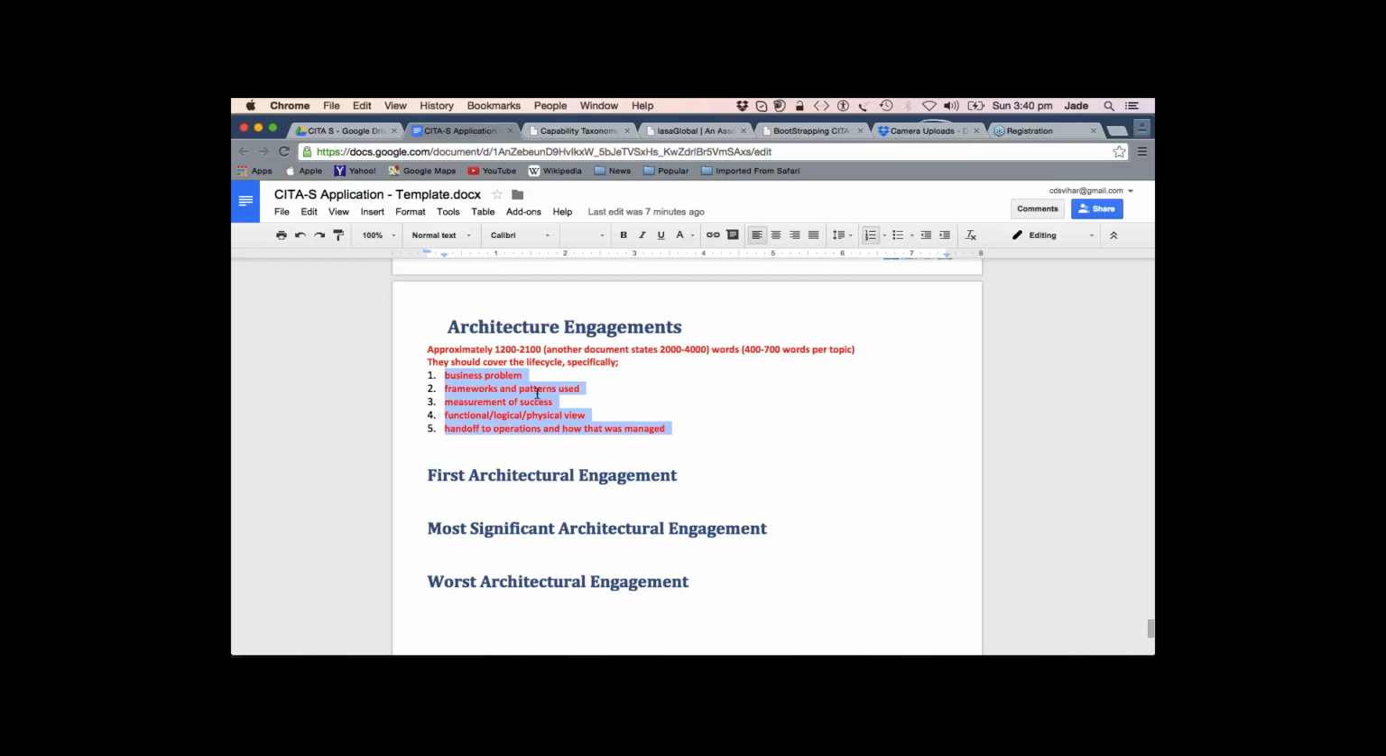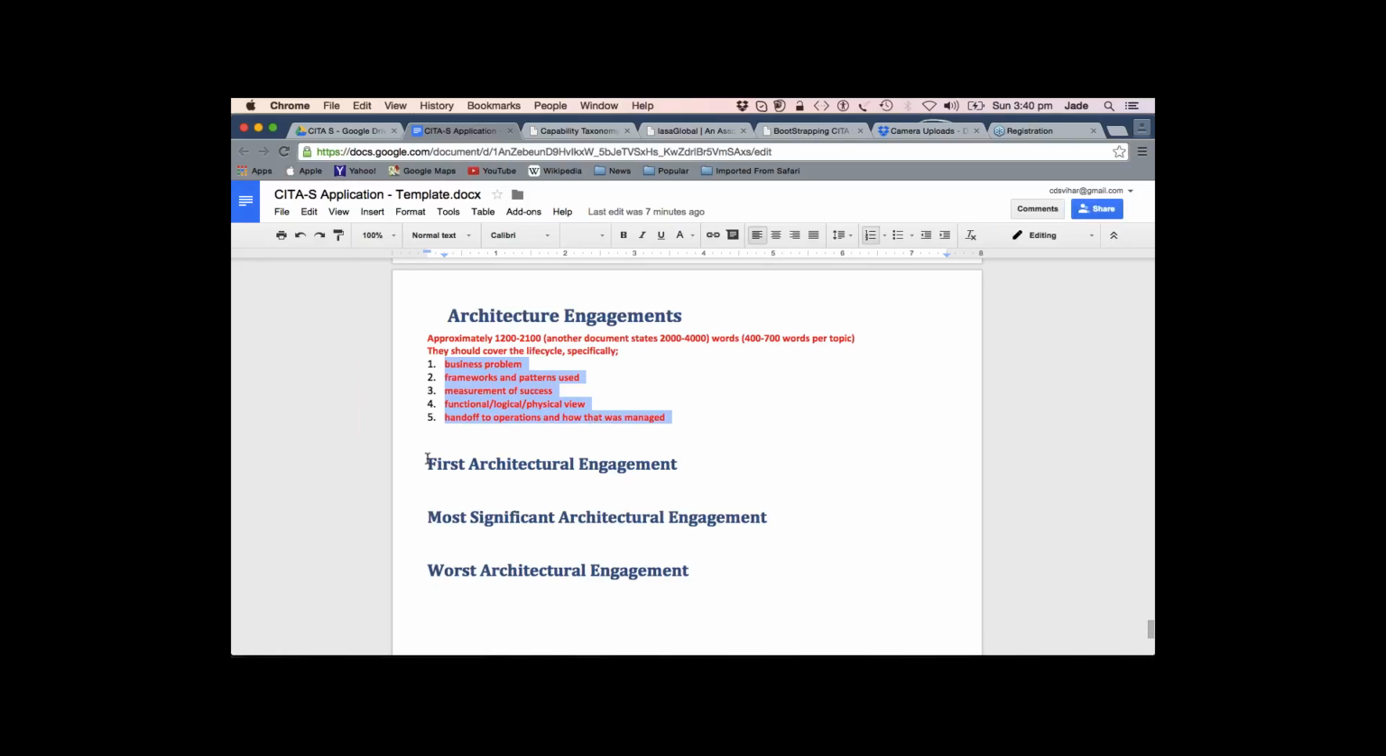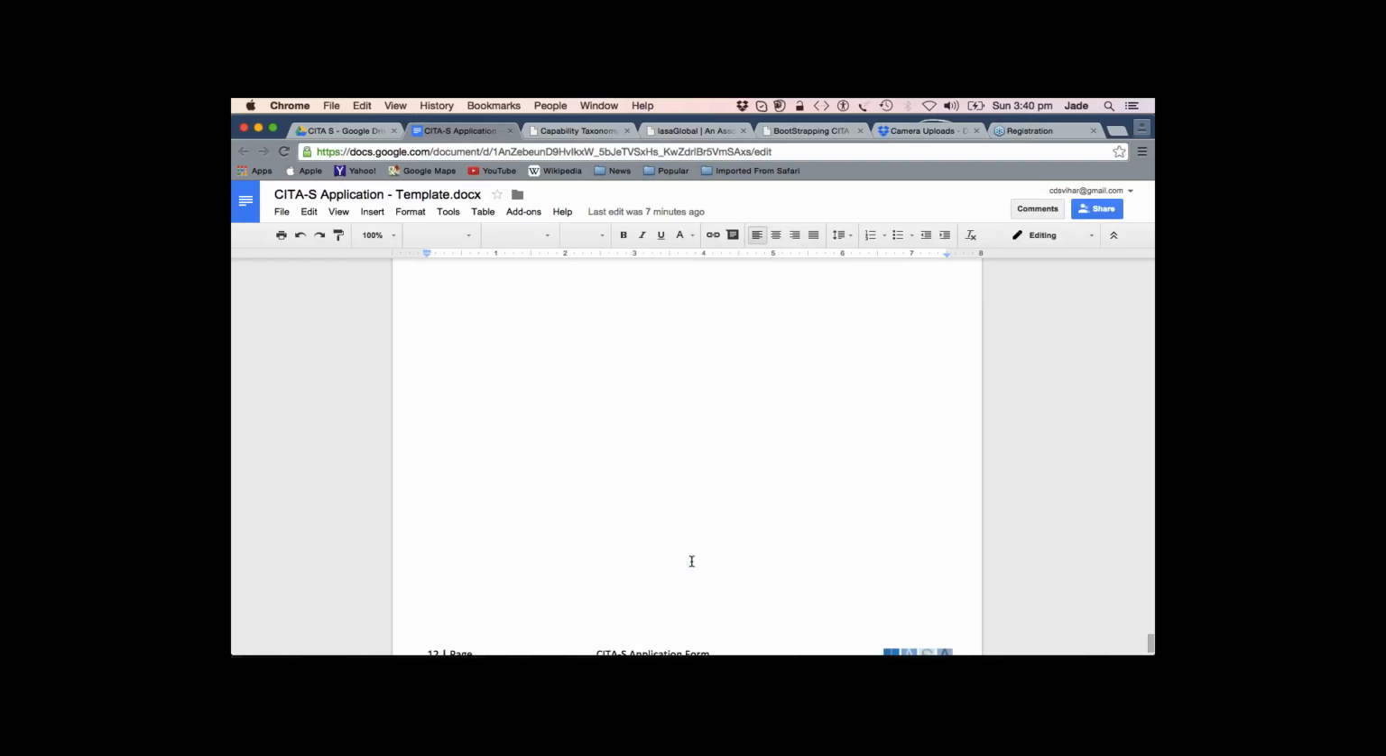What was the business problem? How did you apply which framework and what pattern? Was there a measurement of success? And what was your architectural view of the project? And also, how did you hand off to maintenance and support? Of all the architecture engagements, what you feel was the best and the worst. I think that's mainly the content of the template, which you should be able to fill up based on your own experiences.